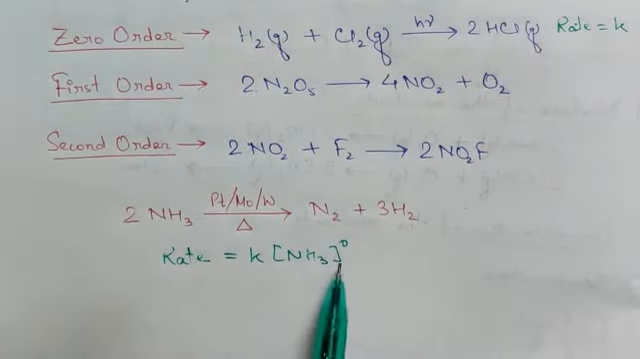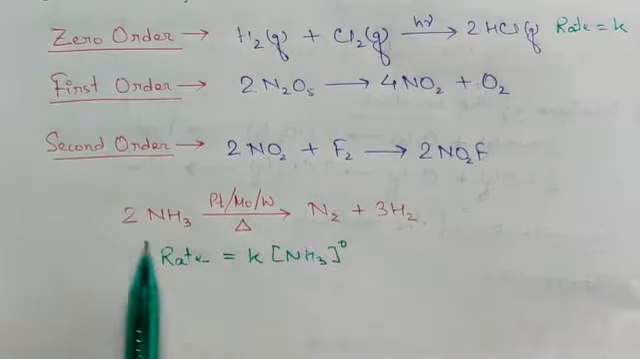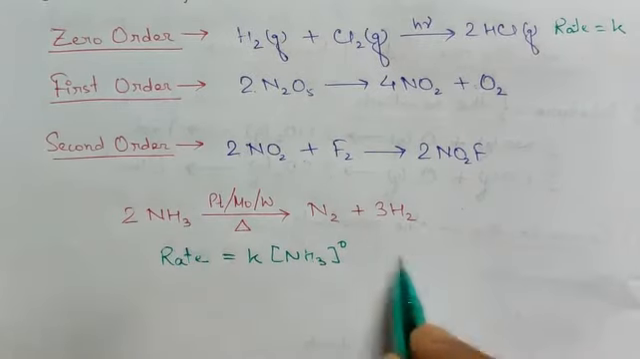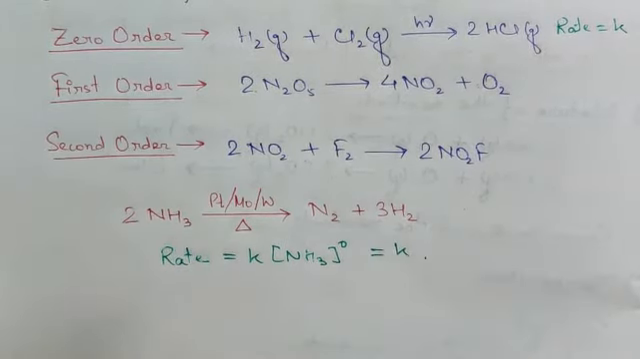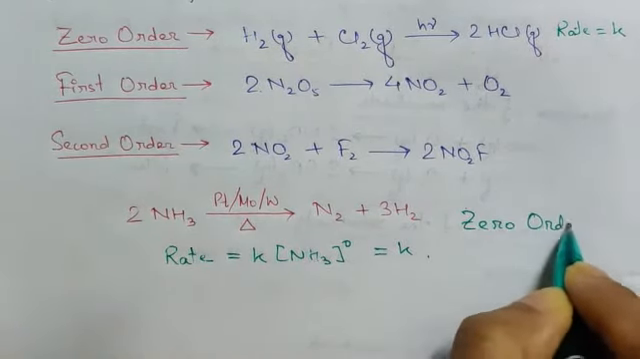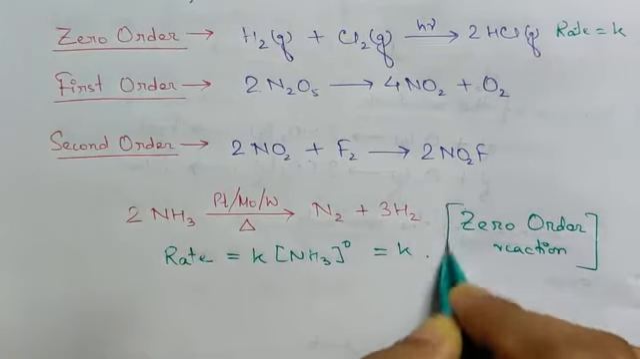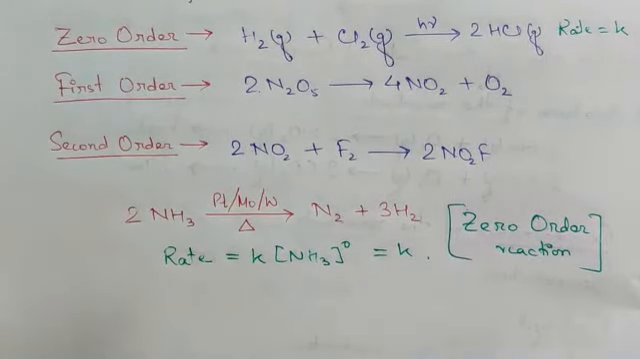So here we can say that the rate is given by this type. The rate of reaction does not depend on the concentration of the ammonia gas. So here again we can write it in this way. Thus it is a zero order reaction. Clear?